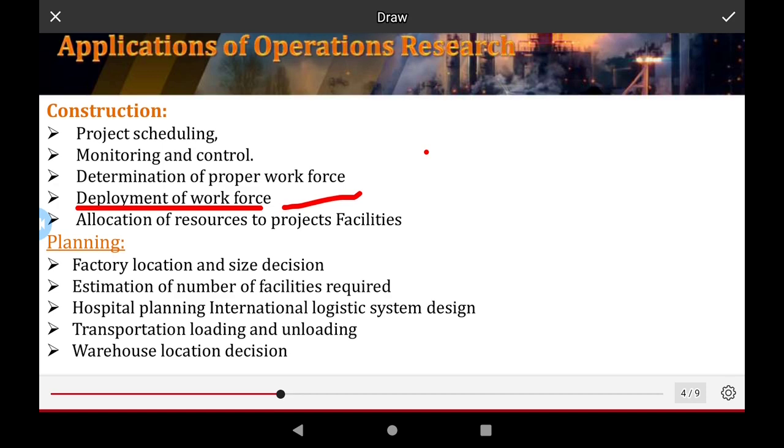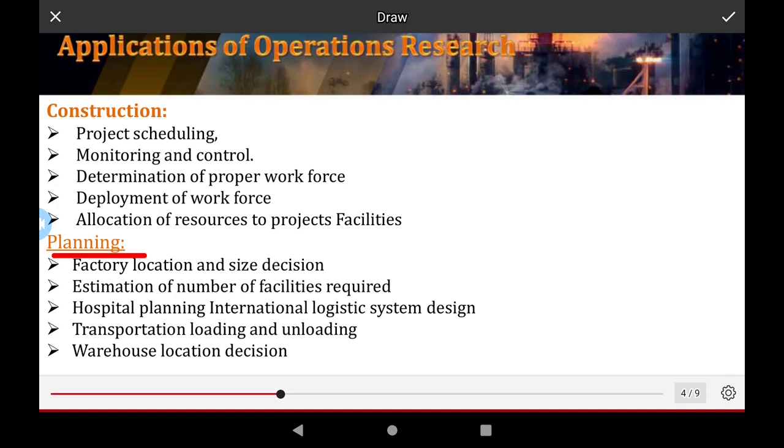The allocation of resources for project facilities is given for the facilities of the workers, and workers also perform better with concentration of the mind on the work, and your project is completed easily. And some operations research also has applications in planning, such as the planning of factory locations and size decisions, okay.